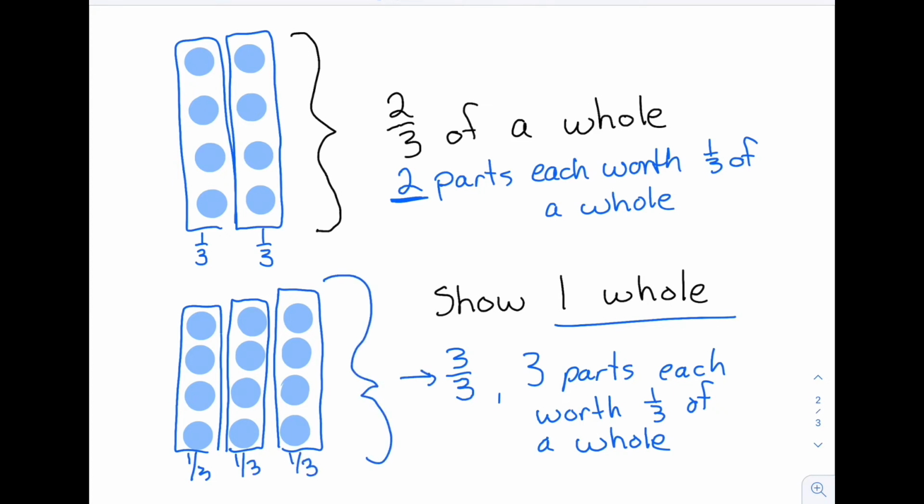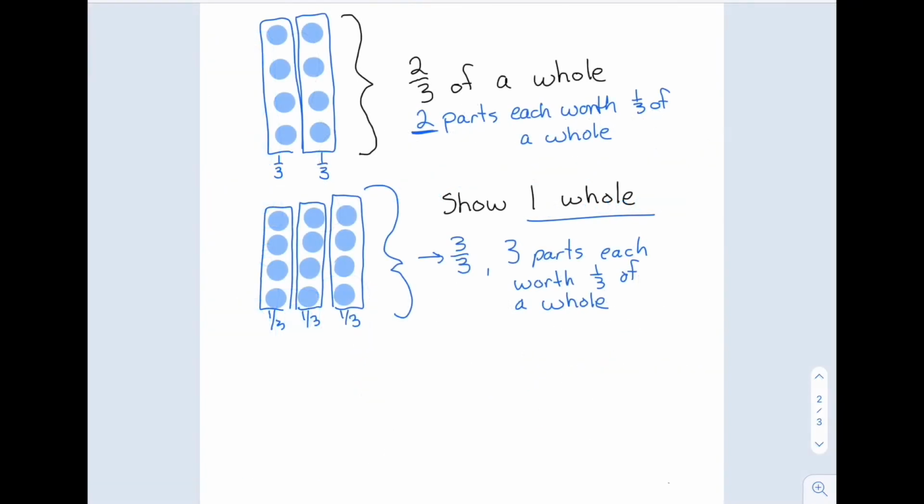So you can see that I have 3 parts, each worth 1/3 of a whole. And if we look at first the whole, and I only wanted to show 2/3 of that, well, I'd show 2 columns, and that's my 2/3.